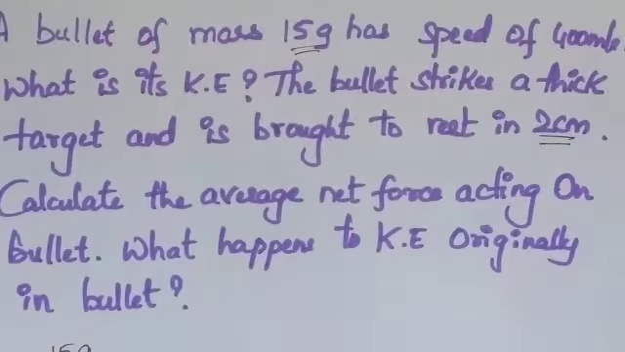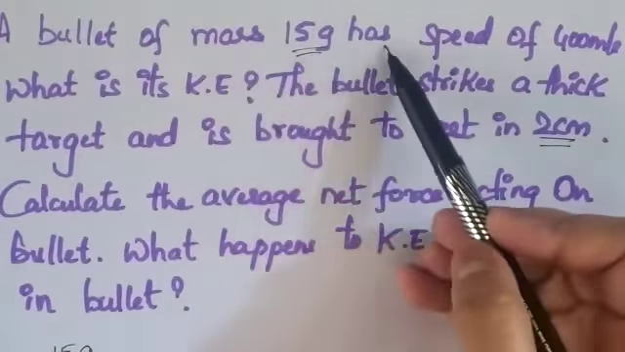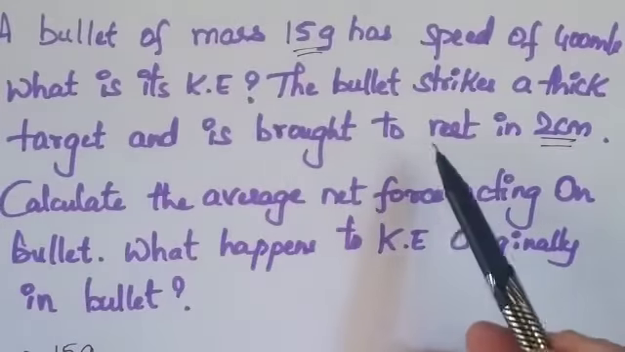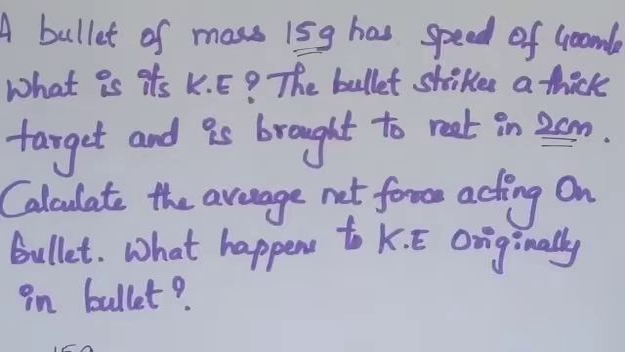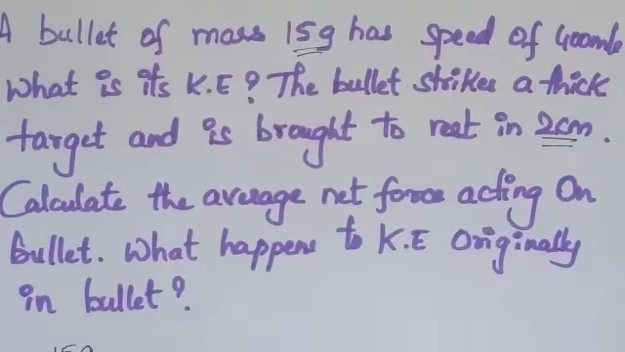So next problem we'll consider: a bullet of mass 15 gram has the speed of 400 meter per second. What is its kinetic energy? The bullet strikes a thick target and is brought to rest in 2 centimeter. Given here, mass is given and velocity, that is speed of the bullet, is given. We have to find out the kinetic energy here.